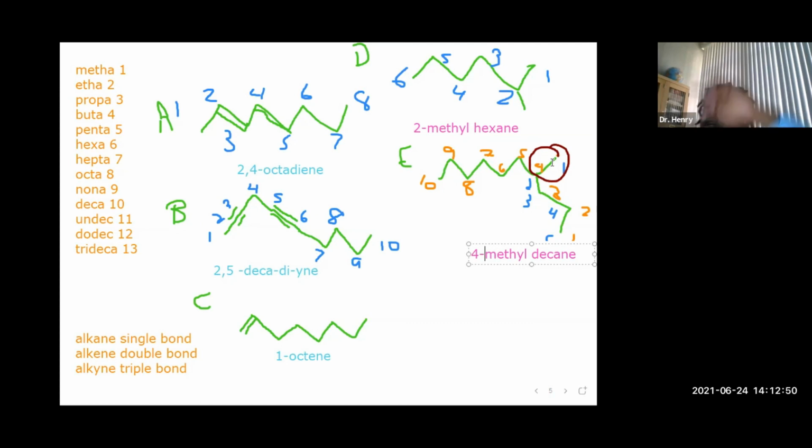Well, if there were two carbons, it would be ethyl, not if there were two branches. I'll show you the difference between the two. Okay. Yeah, if there's branches, you add the YL.